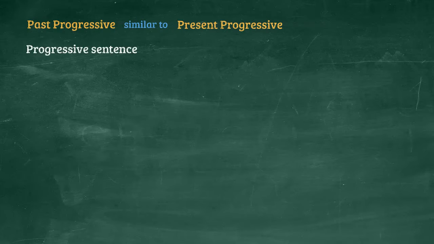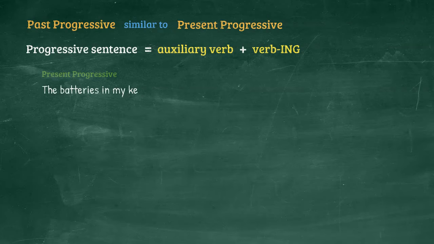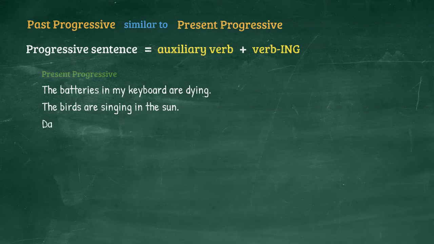If you recall from the video on the present progressive, when we make a sentence in that tense, we need to use an auxiliary verb and then the main verb with ing at the end. So we would have something like this. The batteries in my keyboard are dying, or the birds are singing in the sun, or Dave is writing an email to his boss. First, we have the verb to be, like here, here, and here, and then we have the main verb with ing, as in dying, singing, writing. And as we covered in that video, these sentences mean that the action is happening right now.